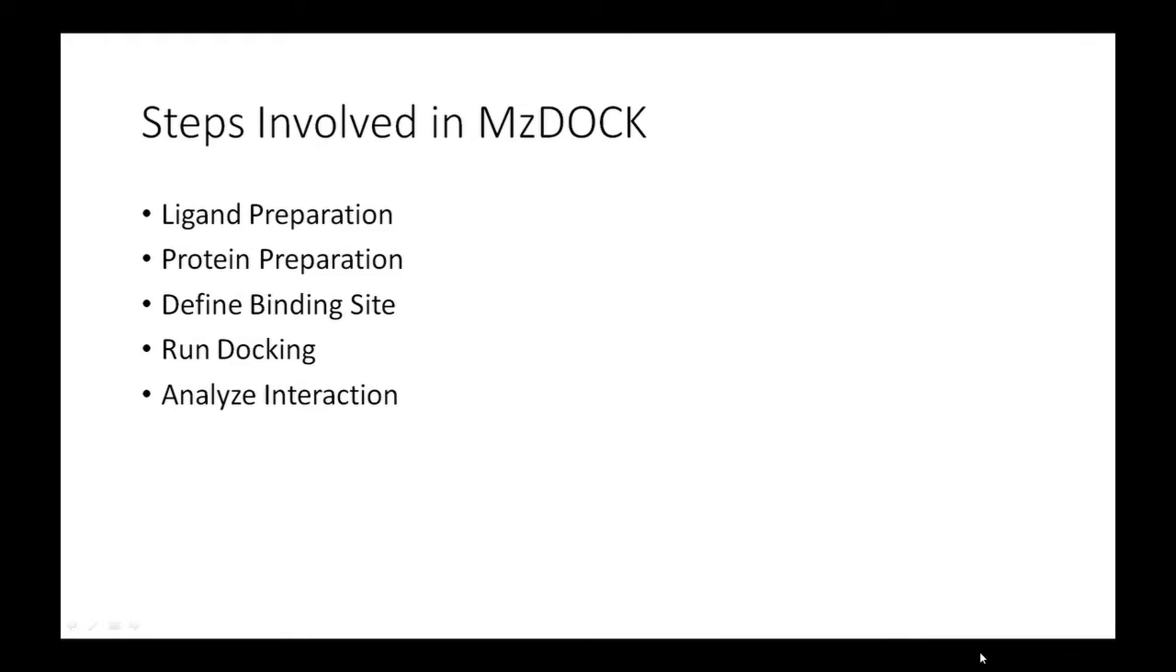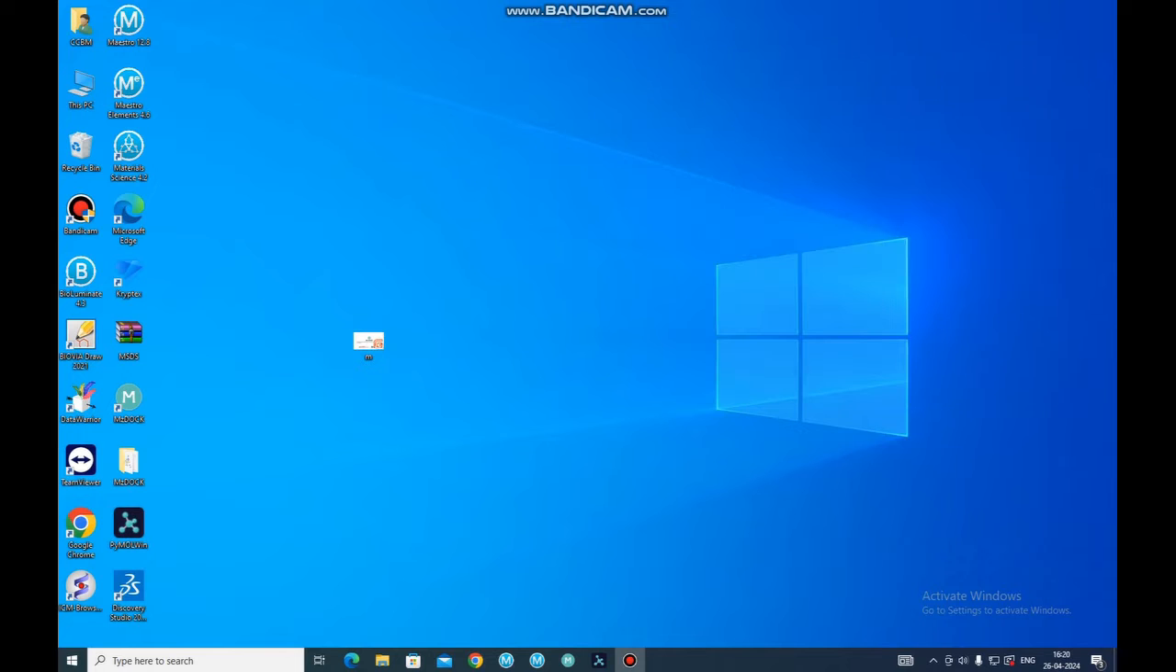So commonly we have 5 steps for the workflow of our software. Normally the first process is the ligand preparation, second is the protein preparation, and the third is defining the binding site, exclusively the active binding site of the protein, then run the docking simulation, and finally analyze the interaction with the help of some external source.